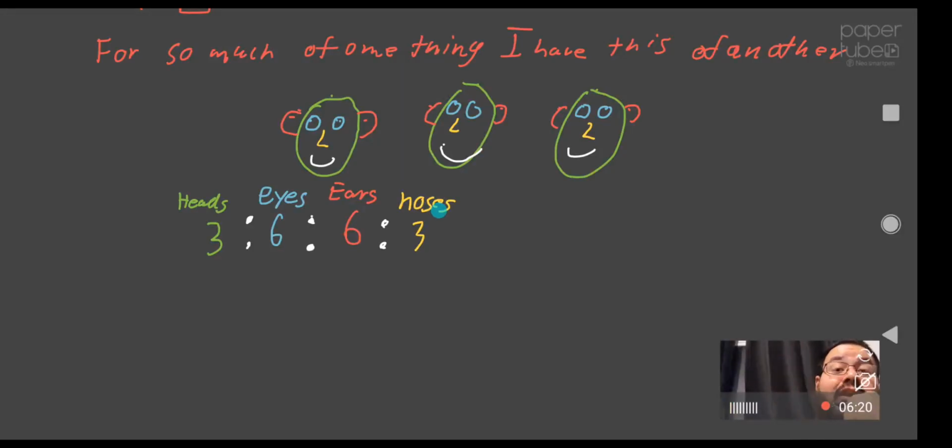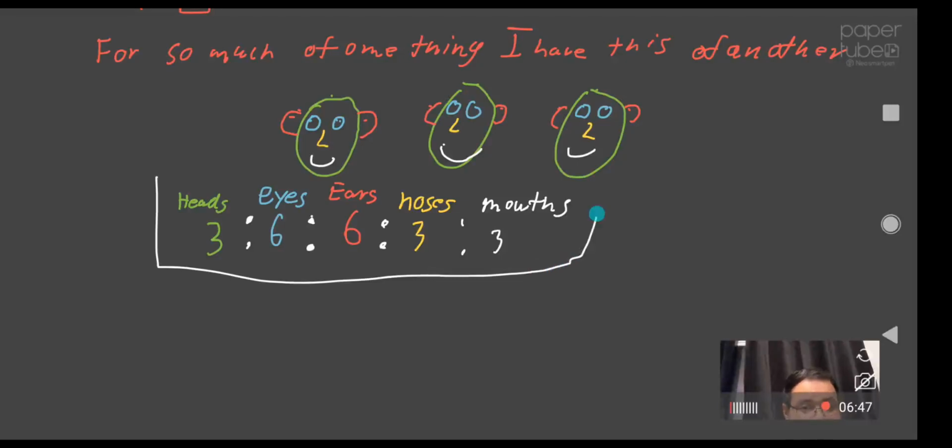Am I missing anything? I got my heads, I got my eyes, I got my ears, I got my noses. What's that thing I'm using? Oh, my mouth. I forgot to count the mouths. So we have 3 mouths. And this right here is a really big ratio that basically tells us how much of everything we have.